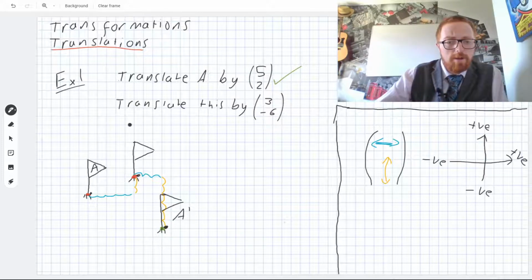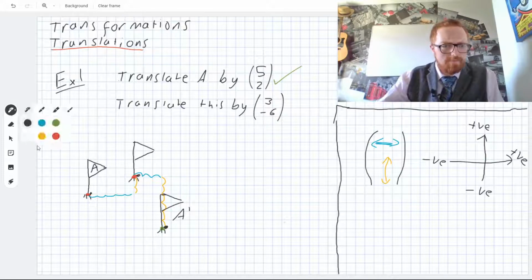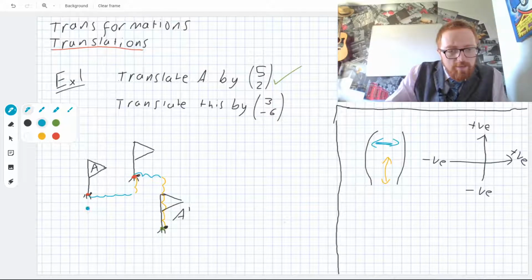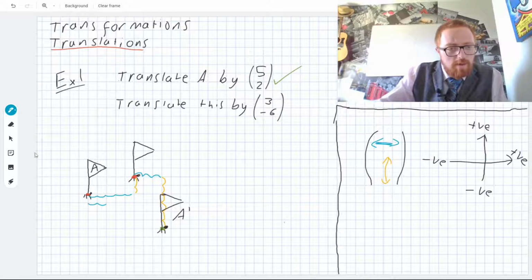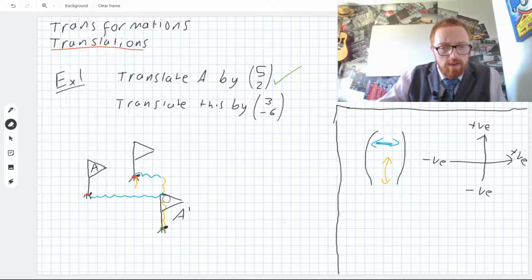Now let's have a little bit of a look and see if we can describe this overall transformation. From the original red ant to this final green ant, can we describe that overall transformation as a translation? So let's just do some counting here. To get from this red ant to this green ant, I'm going to call it 1, 2, 3, 4, 5, 6, 7, 8 across. So that original red ant has gone 8 across.